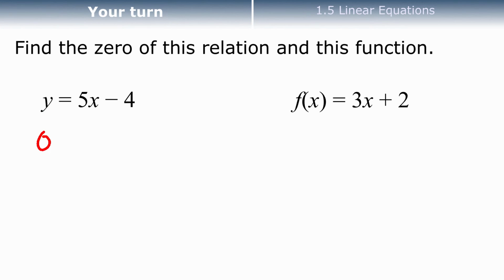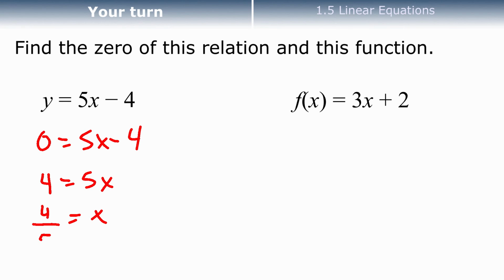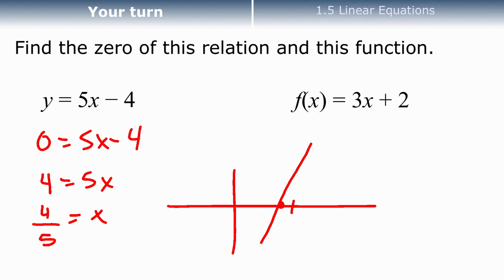So this would be 0 is equal to 5x minus 4. Add 4 to both sides. Divide both sides by 5. And you get x equals 4/5. That's the 0 of this function. Again, if I'm looking at where that is on the graph, 4/5 would be over in here somewhere. So this graph's got to look something like that.